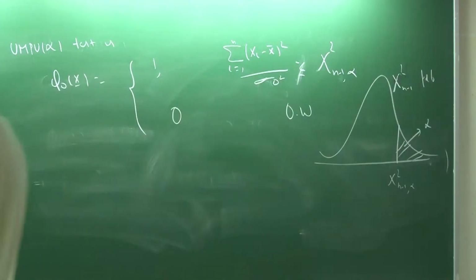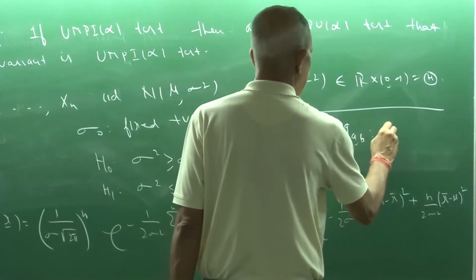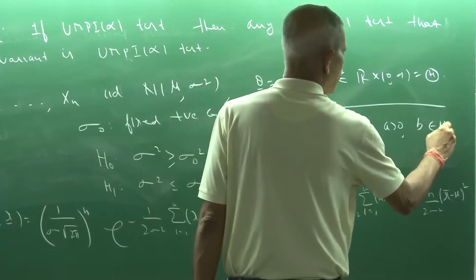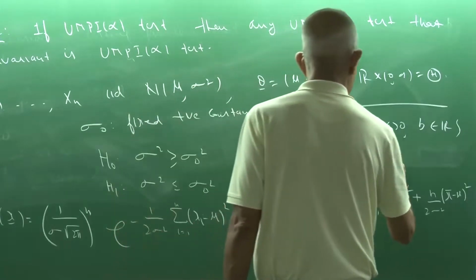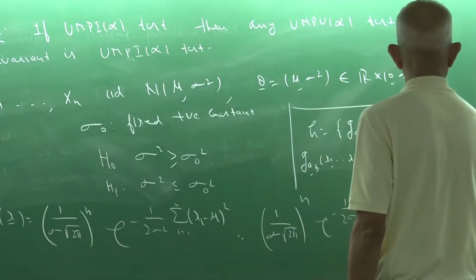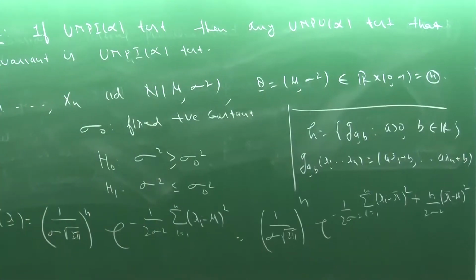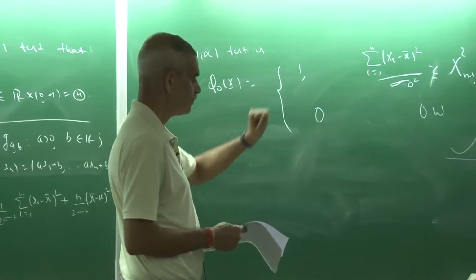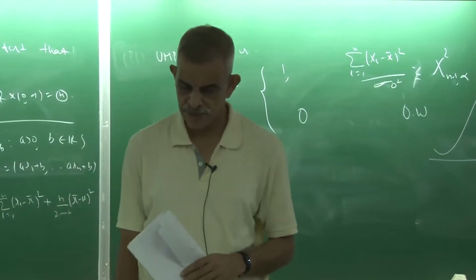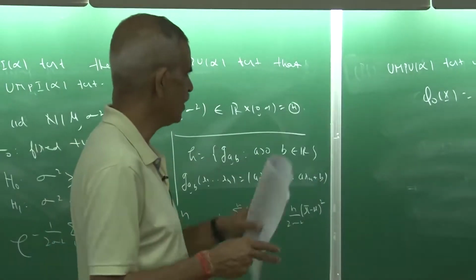Now for this problem, a suitable group of transformations is G of (a, b), a positive, b belonging to R, and G of (a, b) applied to (x1, x2, ..., xn) is same as (a x1 plus b, ..., a xn plus b). So can you say that this test is unbiased? This is certainly unbiased because it is a UMPU alpha test, that is how you obtain it. Try to use that result to prove that this is a UMPU alpha test.